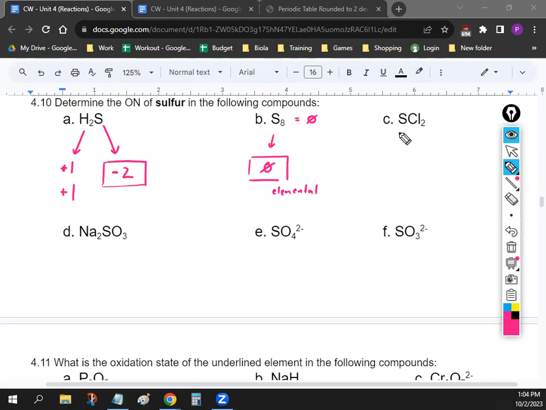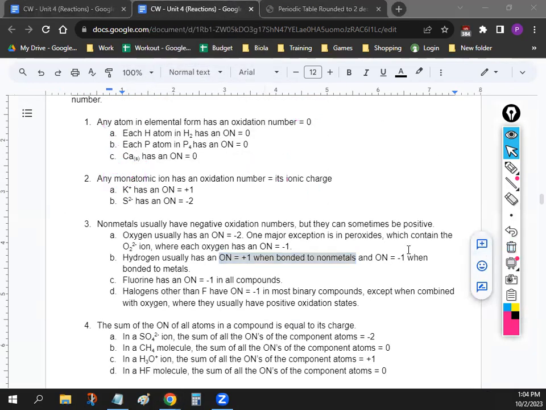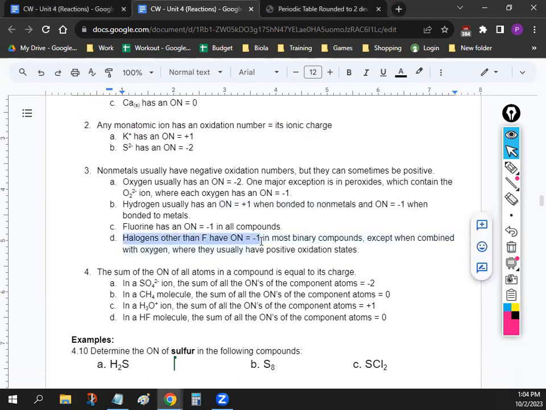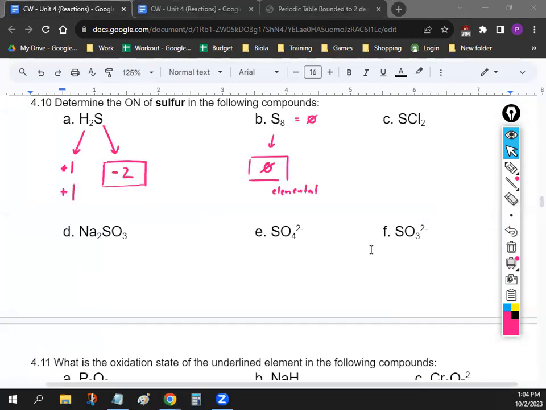Let's move on to C. So we got SCl. Now we're looking for S, so obviously we probably don't know S. Do we have any rules about Cl though? Yeah, it's a halogen, which means -1, since it's not oxygen. So halogens other than fluorine are -1. The only exception is when it's with oxygen, and chlorine right here is a halogen. So chlorine is going to be -1. Everybody good with that? Does that make sense? So each chlorine is going to be -1. So what does sulfur have to be? +2. That's correct.